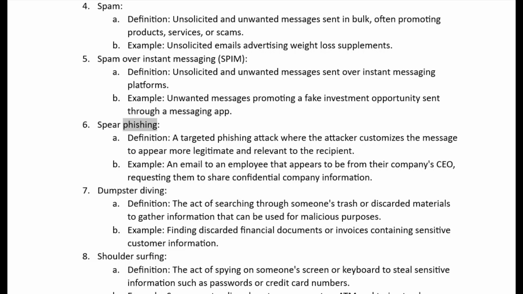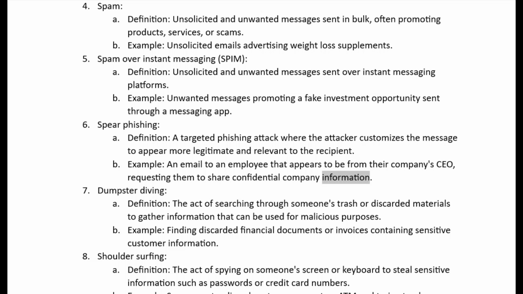Spear phishing. Definition: a targeted phishing attack where the attacker customizes the message to appear more legitimate and relevant to the recipient. Example: an email to an employee that appears to be from their company's CEO, requesting them to share confidential company information.